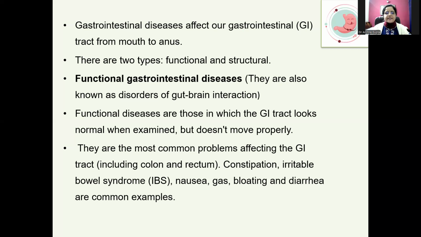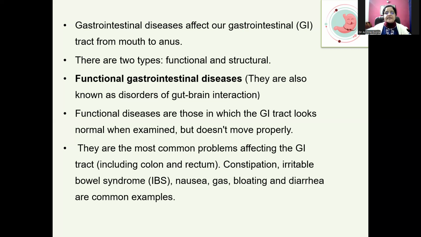Functional gastrointestinal diseases are also known as disorders of gut brain interaction, because as you have heard earlier also, whatever we think, and whatever we are eating is not exactly giving us the nutrients if our mindset is not proper. So gut brain interaction is really very much important.